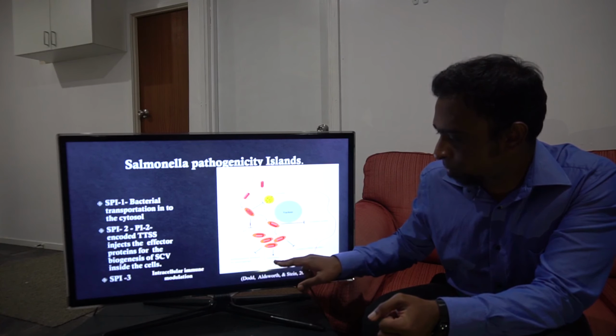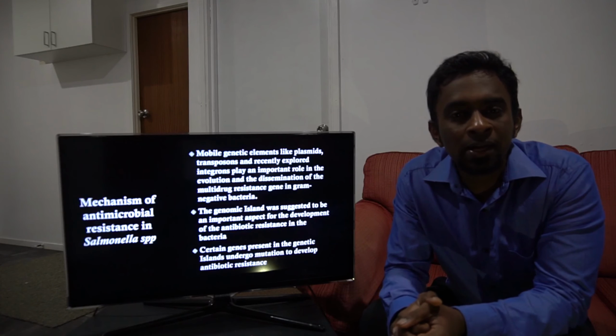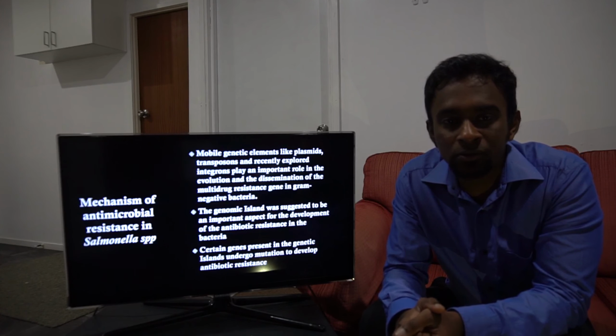The 3' conserved segment contains qacE1 that provides partial resistance to some antiseptics, and the sul1 gene that encodes sulfonamide resistance. And in class 2, certain genes present in the genetic island undergo mutation to develop antibiotic resistance. Class 2 integrons are related to the Tn7 transposon family and have till now been identified in the serovars Typhimurium and Paratyphi B.